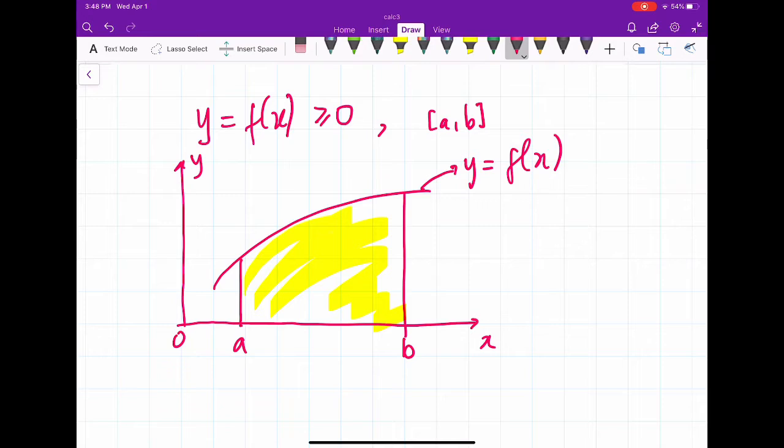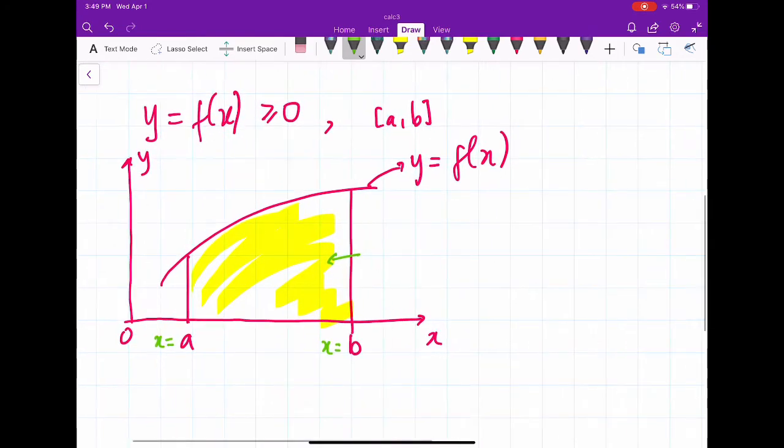We have function y equal to f of x, which is greater than or equal to 0 on some interval a and b. And we want to find the area of the region bounded by the graph of the function, the x-axis, the x equal to a and x equal to b. Remember, in calculus 1, we need to do some partition. That is the first step.